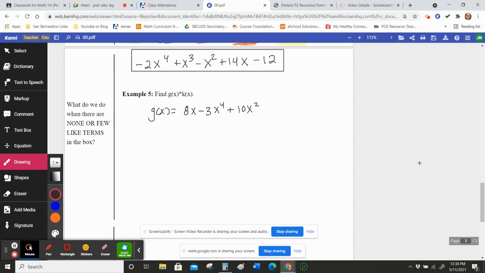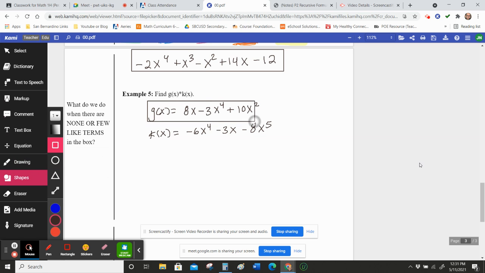So g of x is 8x minus 3x to the power of 4 plus 10x squared. K of x is going to be another trinomial, negative 6x to the power of 4 minus 3x minus 8x to the power of 5. Okay, so we have three terms. So we have a trinomial multiplied with a trinomial, but this is going to be a little bit of a special case. You'll see why in just a second. Then we'll talk about why it didn't work out the way that it would normally work out with all the other examples that we did. All right, so these are my two trinomials.